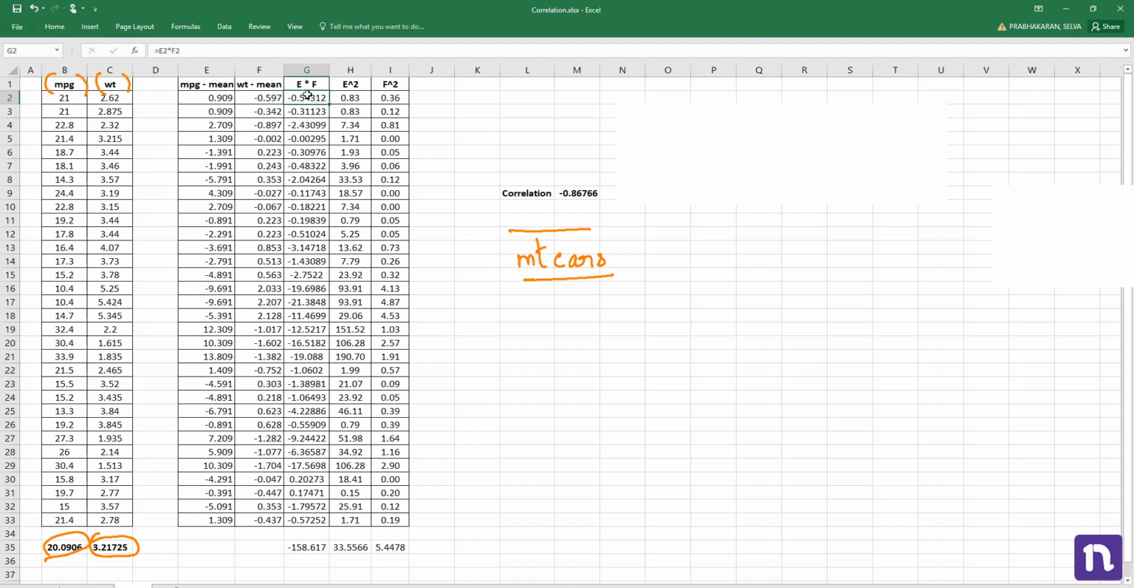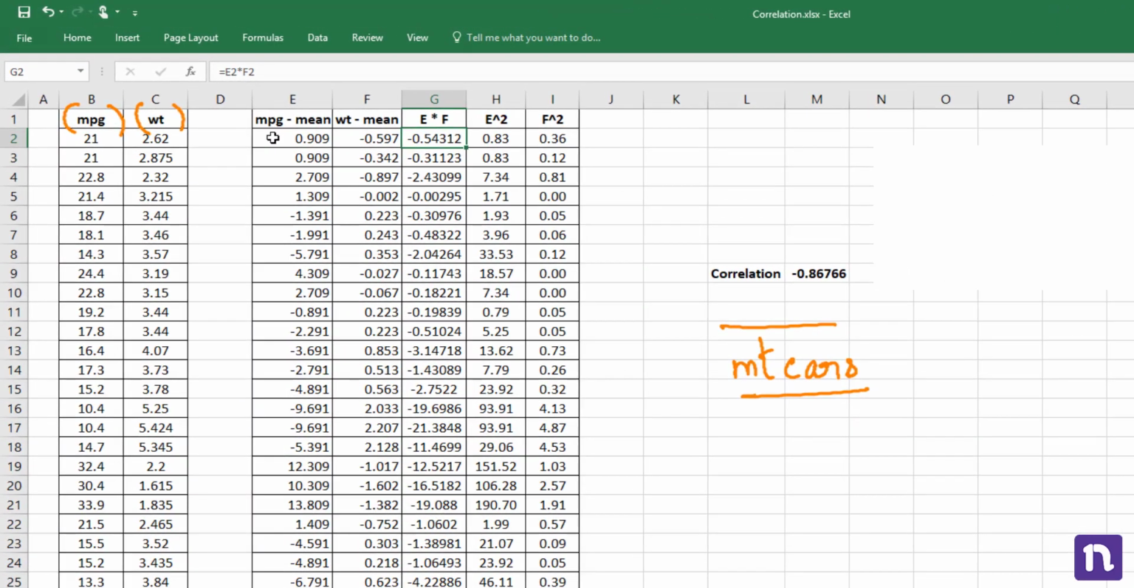Next step is for the G column, you just multiply this and this. This is to compute the covariance. The covariance value comes from the product of E and F. This is for covariance. Now, these two columns are nothing but the square of this and the square of this, that is E power 2 and F power 2.